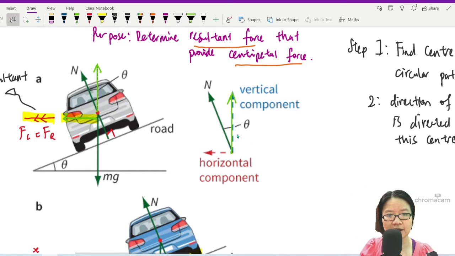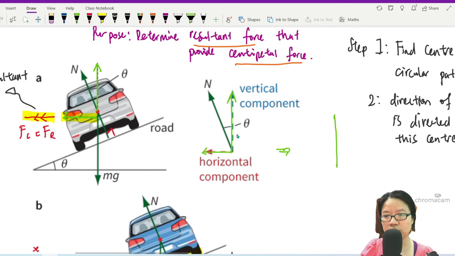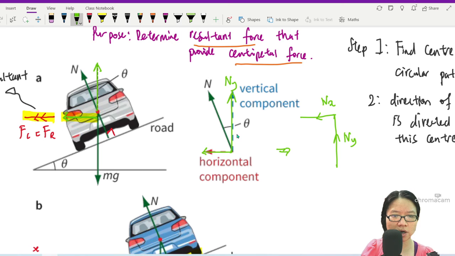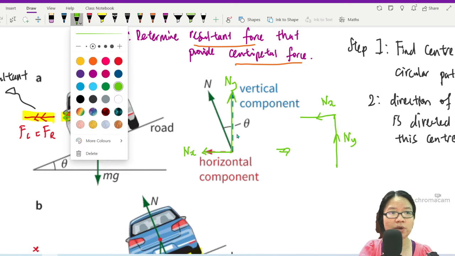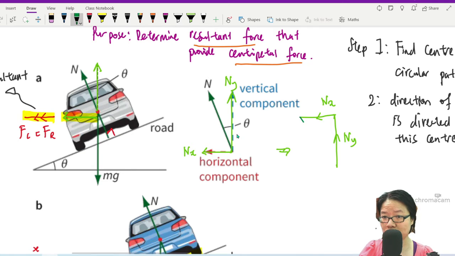So basically, if I redraw this vector diagram, this one would mean that the vertical component, let's say I call this ny, y for vertical, plus the horizontal component. Let me rearrange a bit. Vertical component, ny, plus the horizontal component, nx. So this is ny, this is nx. When we add them together, we'll get a resultant in this direction. This is n.